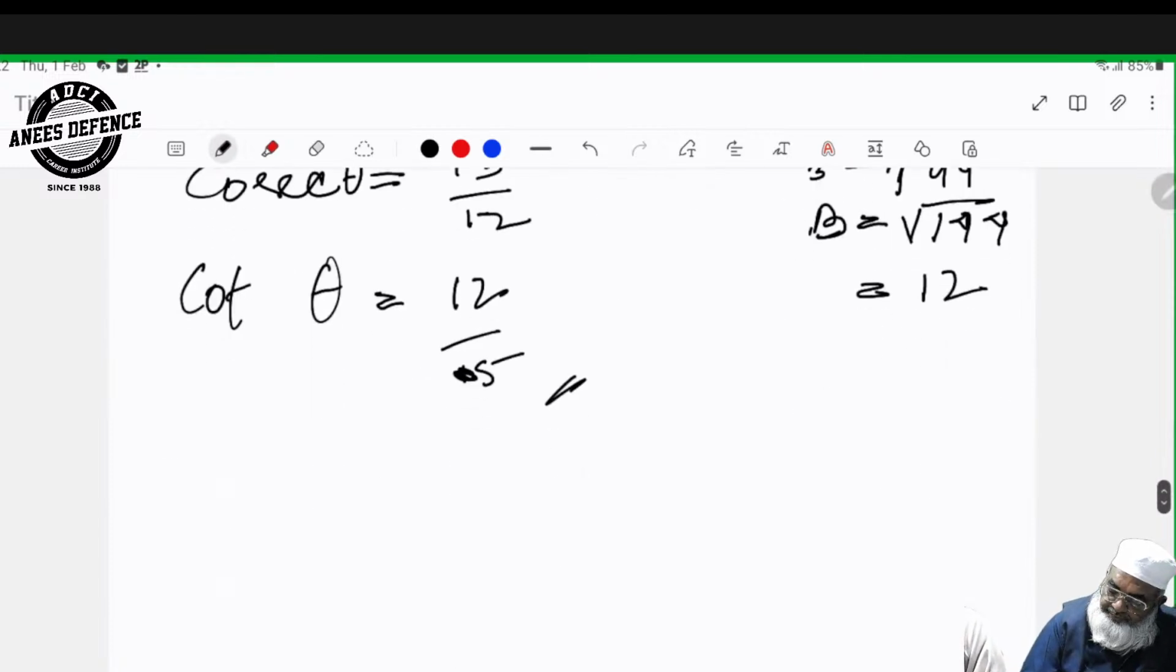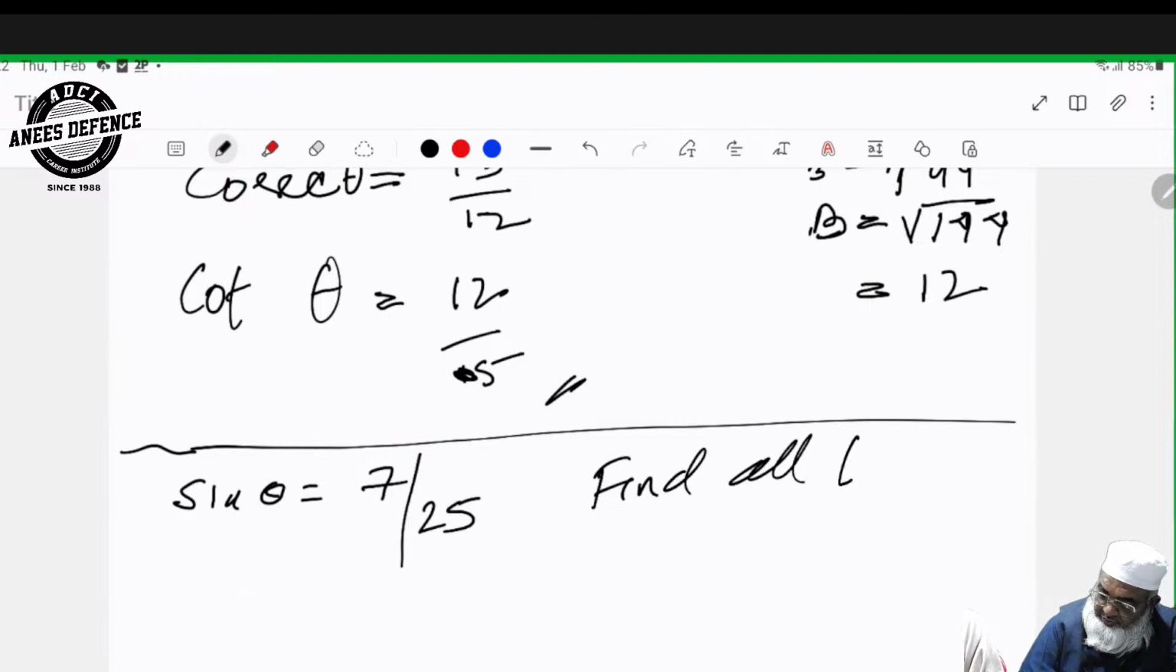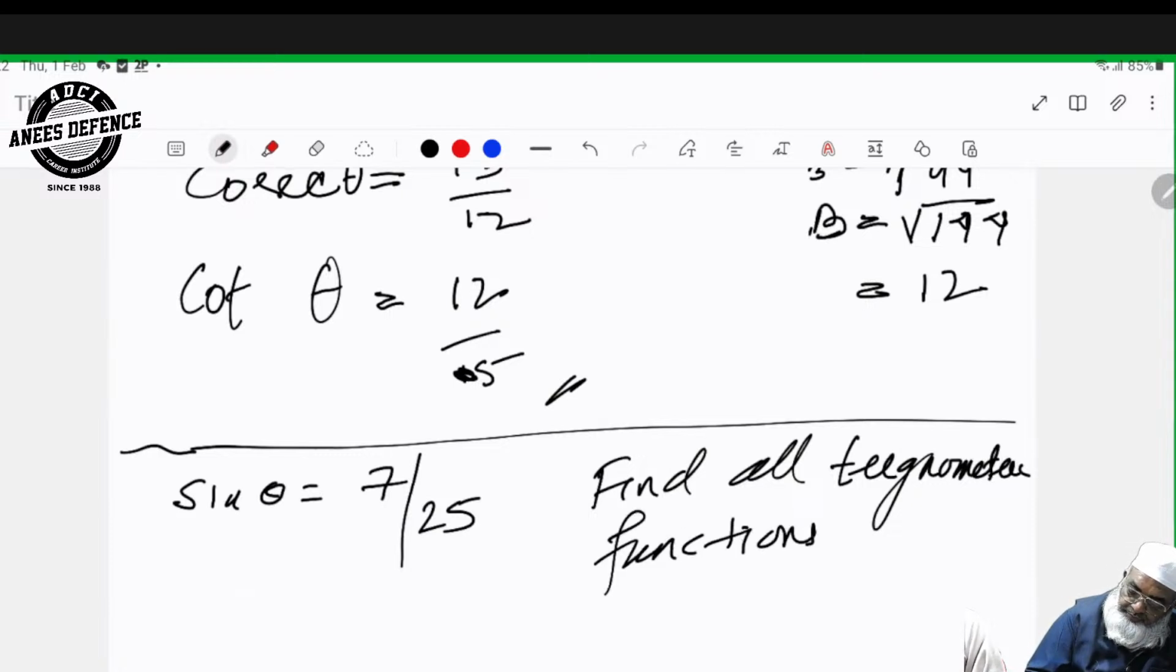One more sum. No mistake. Yes. Sin theta is 7 upon 25. Find all trigonometric functions. When I say find all trigonometric functions, it means you have to find cos. You have to draw a triangle like this. Because we are in the first quadrant. This is 7 and this is 25.